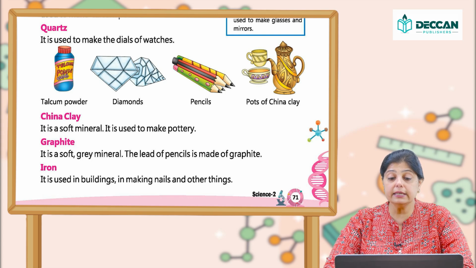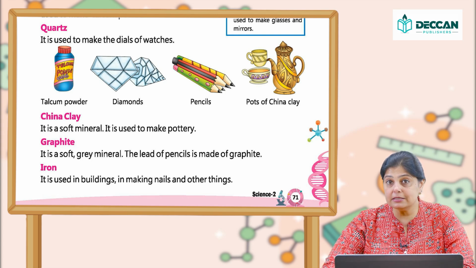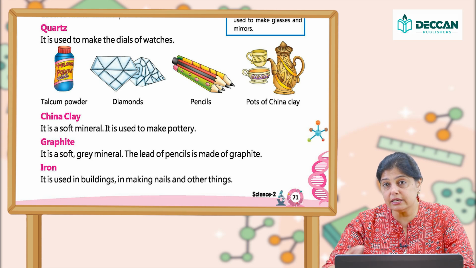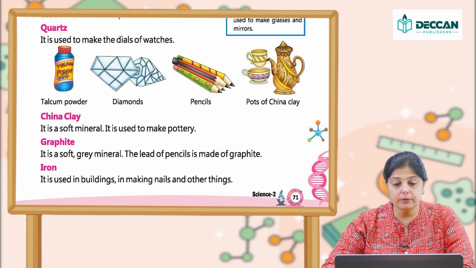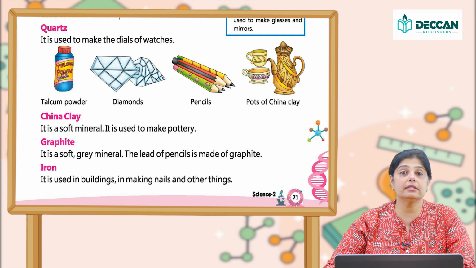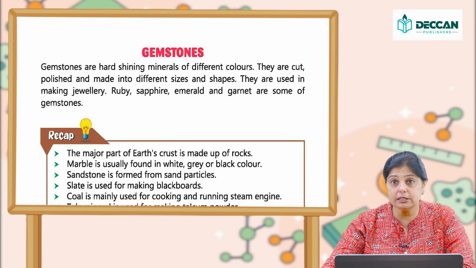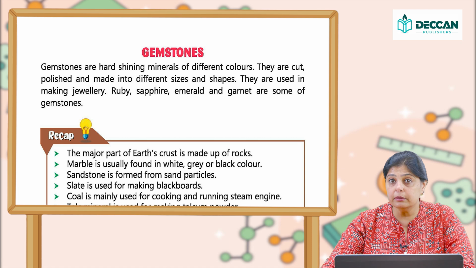Graphite. What is graphite? It is a soft grey mineral. The lead in the middle of the pencil is made of graphite. Iron is used in buildings, in making nails and other things. You will see it is used in a higher quantity to make buildings and nails and other things.